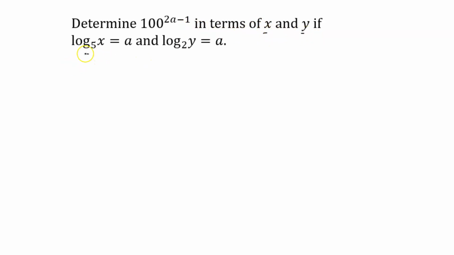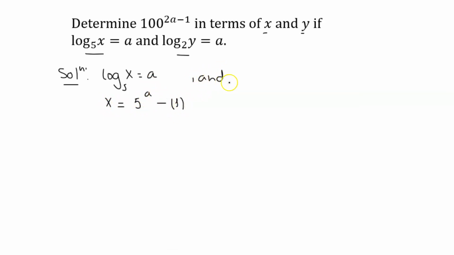So here we're given two logarithms. So let's begin with those. So we have log of x to the base of 5, and that's equals to a. So that means x will be equals to 5 raised to the power of a. This is equation number 1. And log of y to the base 2, and this is equals to a. So that y will be equals to 2 raised to the power of a. This is equation number 2.